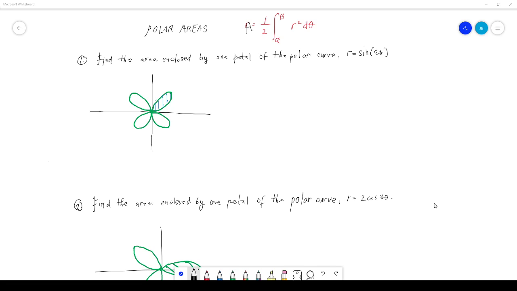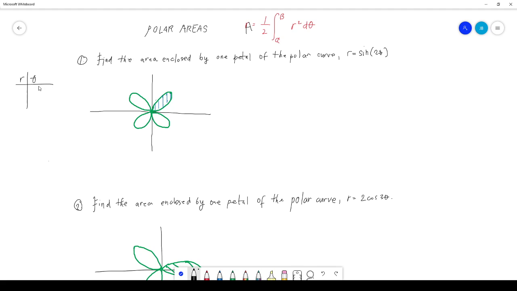So say, for example, we have here: find the area enclosed by one petal of the polar curve r equals sine 2 theta. If you're going to graph that, it will look like this, no? It will have four petals. Guys, when graphing, you can assign values of theta and r to achieve this kind of graph.